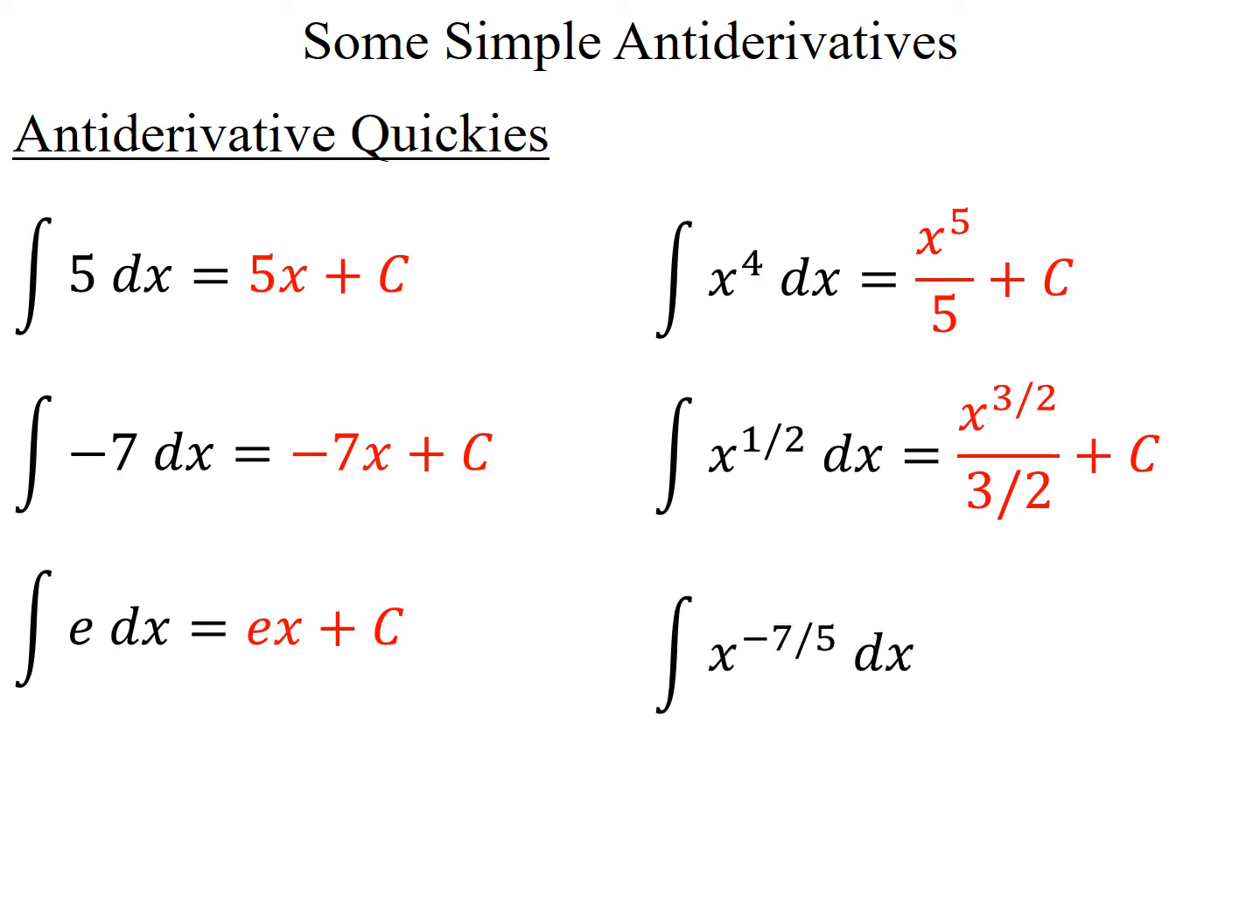Antiderivative of x to the -7 over 5. Again, x to a power, right? And the power is a number, so what do you do? Add 1 to the power and divide by the new power. If you add 1 to -7 over 5, you get -2 over 5. So you get x to the -2 over 5 divided by -2 over 5. Don't forget the plus c. And then, of course, we can simplify that later.